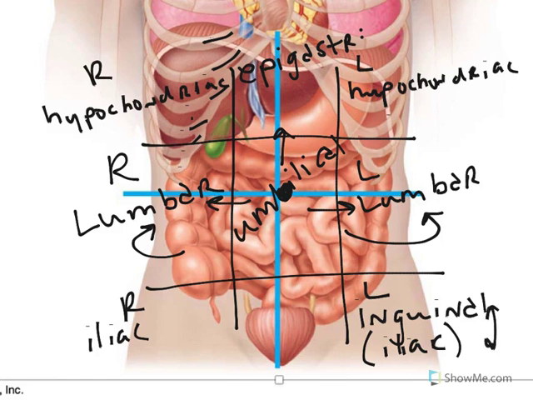And the last section is the hypogastric. Okay, hypogastric. So since we've defined the prefix hypo and gastric, you should realize that that means below the stomach.